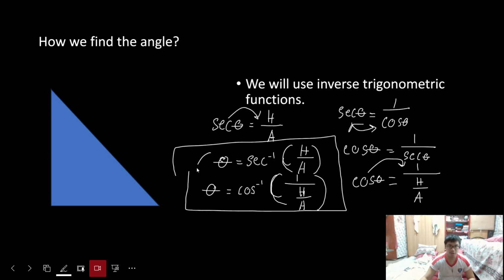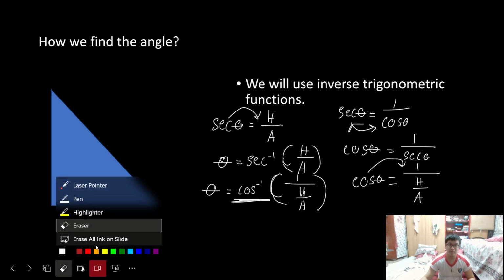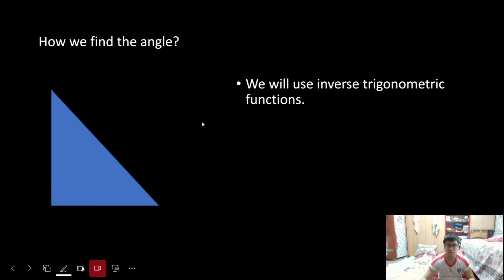I mean, use this one instead. This one. Okay? This one. Use this one. All right? And lastly, for your cotangent theta, we will do the same thing as well. All right? So the way I will be discussing this one, I'll just go straight to the point.